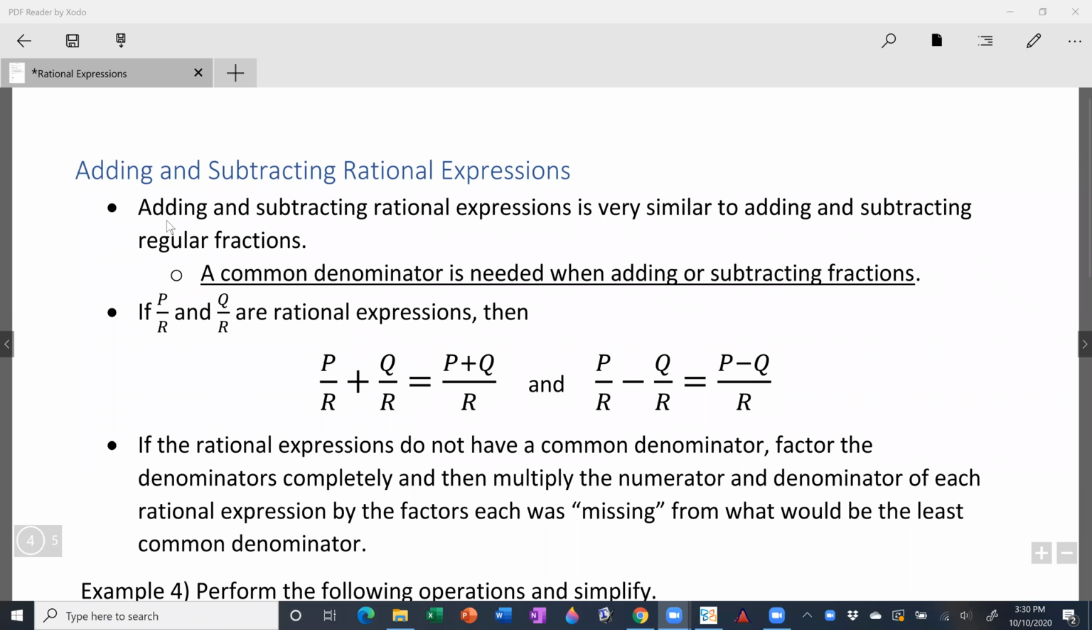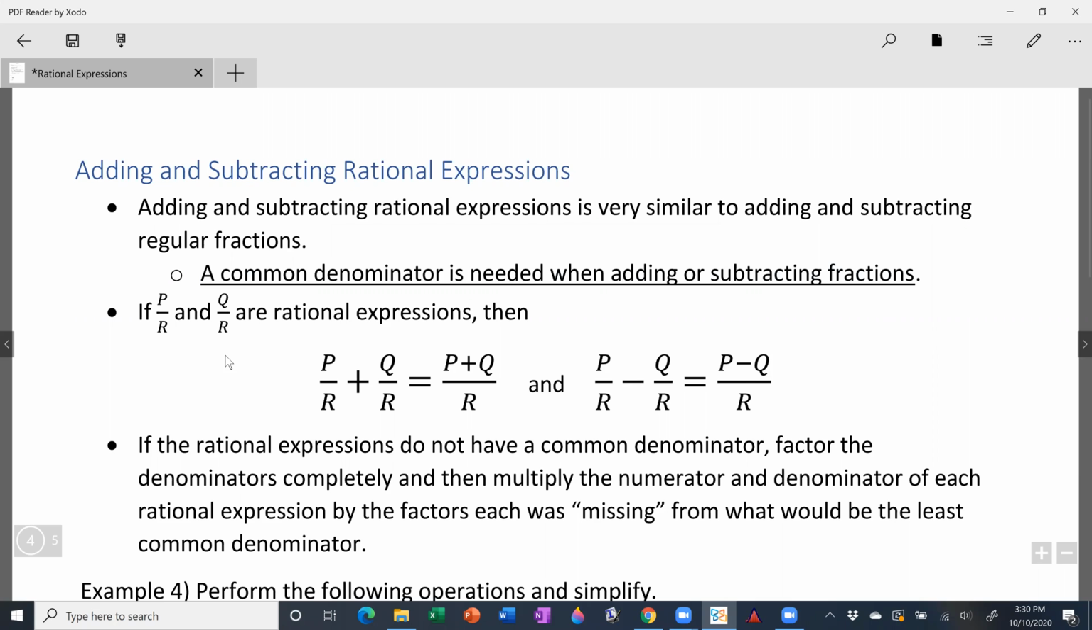Okay, let's take a look at adding and subtracting rational expressions now. Just continuing with our theme, adding and subtracting rational expressions is very similar to adding and subtracting regular fractions. I underlined right here, a common denominator is needed when you're adding or subtracting fractions. And that's why adding and subtracting is more difficult than multiplying and dividing.